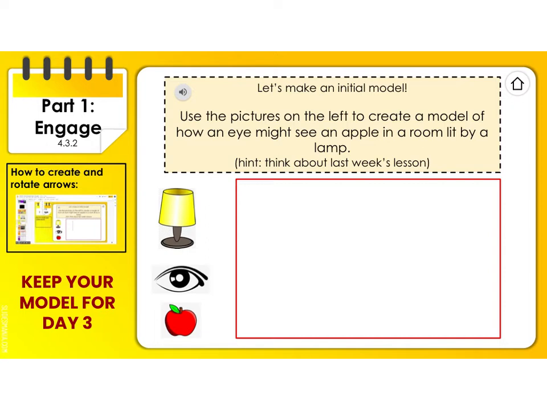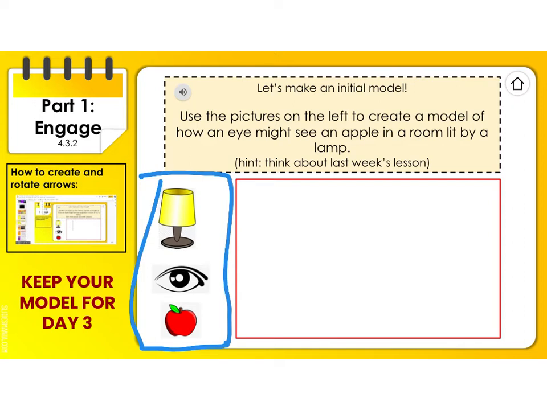we might see. So what they're asking you to do is use the pictures on the left of this lamp, the eye, and the apple, and create a model of how an eye might see an apple in a room lit by a lamp. So think about last week's lesson. Think about how light works and the things you learned by using the mirrors and stuff.